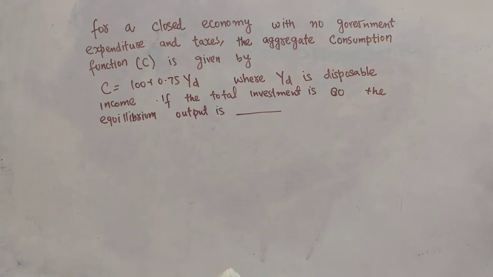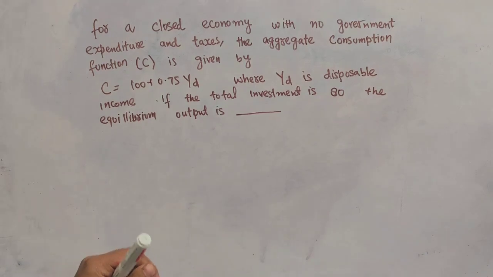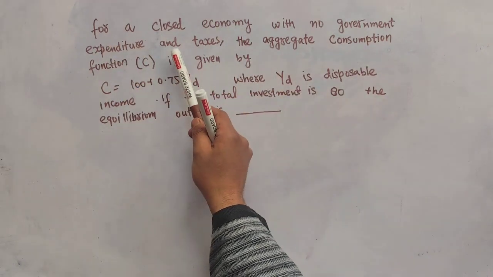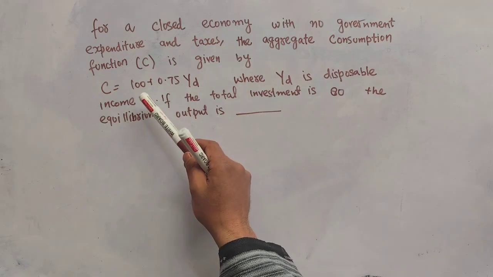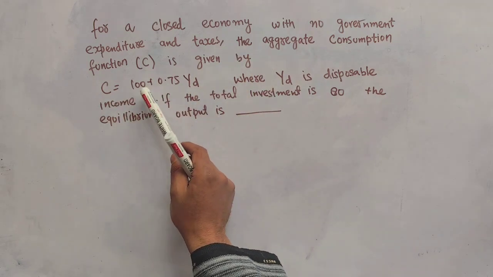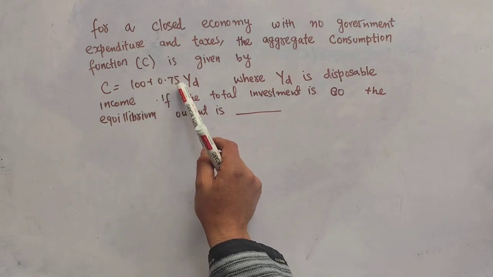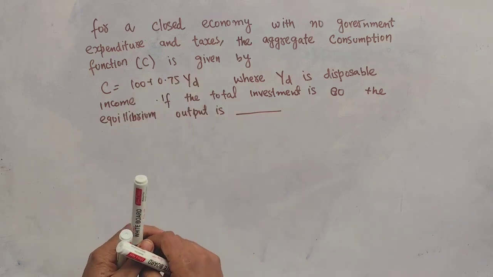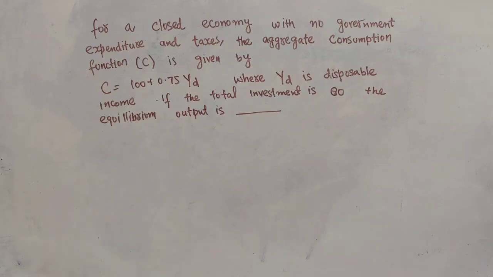The question is to find out the equilibrium output from the given consumption and investment function. For a closed economy with no government expenditure and taxes, the aggregate consumption function is given by C = 100 + 0.75 YD, where C denotes the consumption, 100 is the autonomous consumption when the level of income is 0, 0.75 denotes the marginal propensity to save, and YD denotes the disposable income. If the total investment is 80, we need to find out the equilibrium level of output.